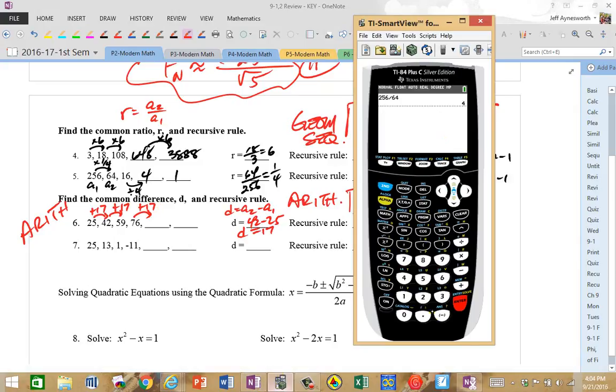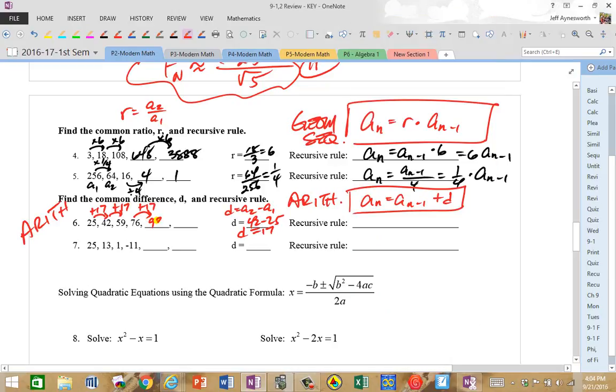So let's check. 59 plus 17, you get the next term, 76. Plus 17, plus 17, you just keep on doing this, right? So you get 76, 93, 110. The recursive rule then becomes a sub n is equal to the previous one plus 17. Look at that, plus the common difference.